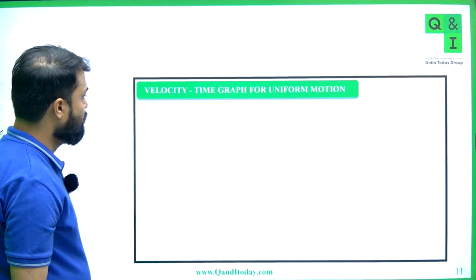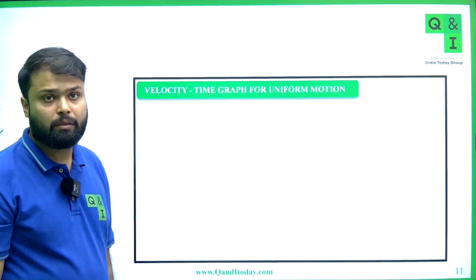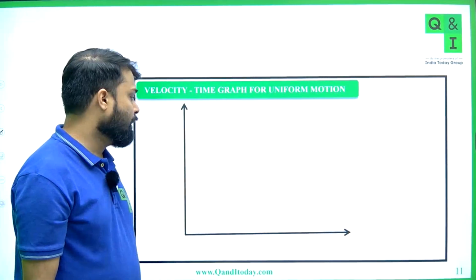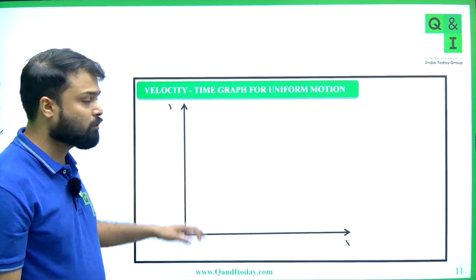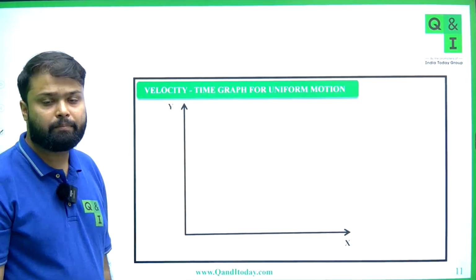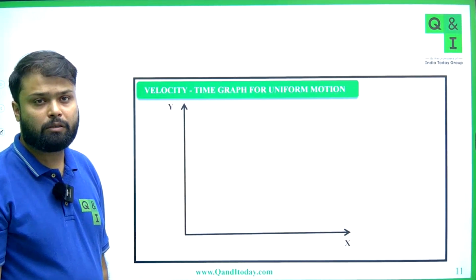Now we will see the velocity time graph for uniform motion. Again, can anyone tell me what we take on the y-axis, velocity or time? On the y-axis what will we take, velocity or time?